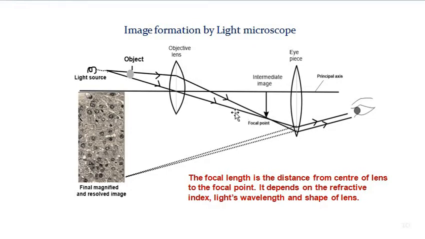So the focal point forms here, you can see, and we observe the magnified and resolved image of the object. So this is how the image is formed under the microscope. The microscopic image is formed by the objective lens and the eyepiece.